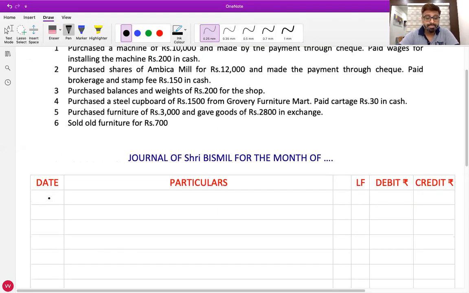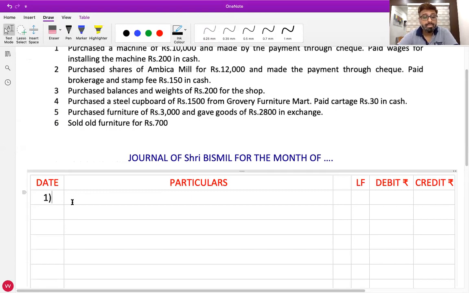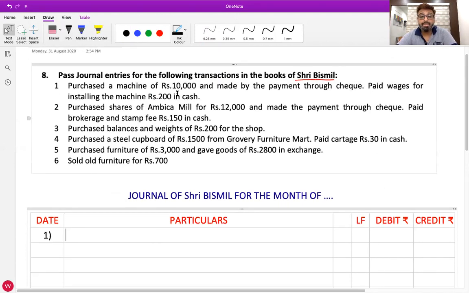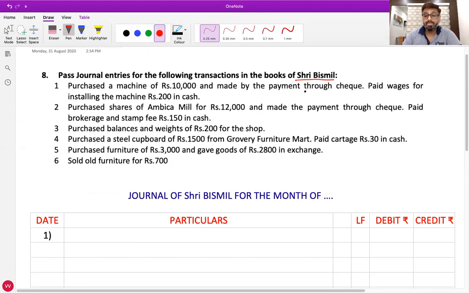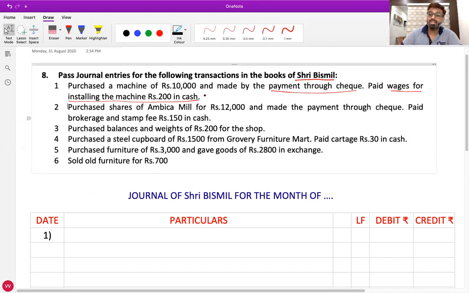First date. Purchased a machine of 10,000. First one I'll explain to you and others I will ask you. Purchased a machine of 10,000 and made payment through check. Underline this. Paid wages for installing the machine, rupees 200 in cash.